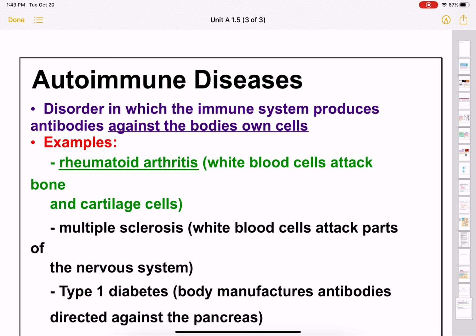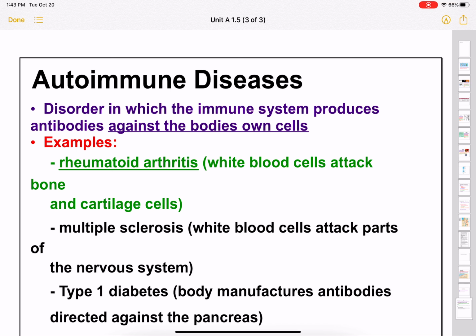And then there's some autoimmune diseases at the very bottom here. Some disorders in which the immune system produces antibodies against the body's own cells. So our immune system is really important to us because it helps us to stay protected against different viruses, bacteria, stuff like that. But when our immune response attacks our own body cells, that's when we can have trouble. So rheumatoid arthritis is one of them, where our white blood cells attack the bone and cartilage cells in our body. So that gives you a type of painful arthritis.